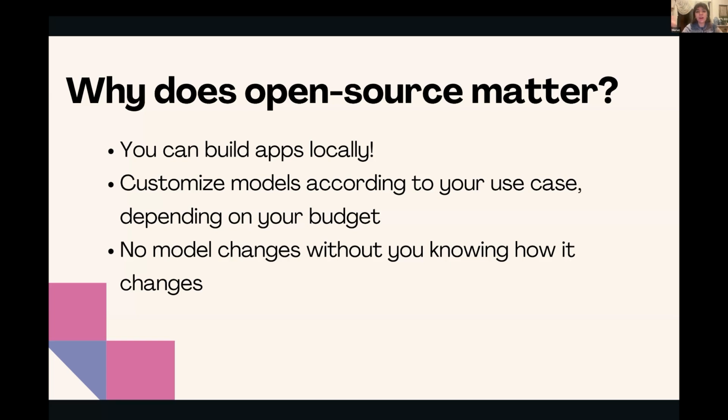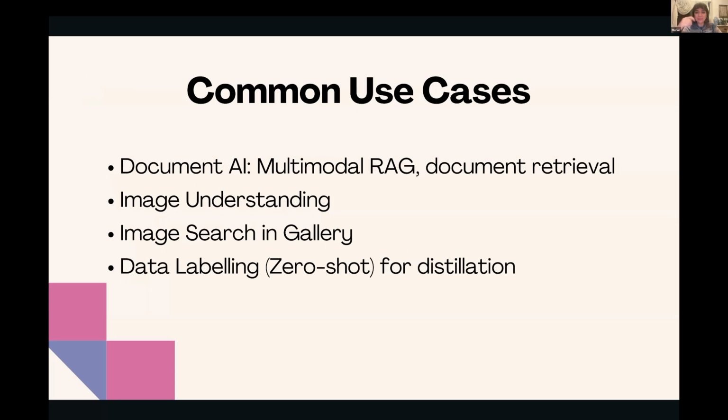So basically, for closed models, you have model changes in the background without you knowing how it changes. And then, if you're using a vision language model, your prompt might change, your system prompt or whatever. But since you will be owning the model itself, there is no such thing as model changes when you have your own model.